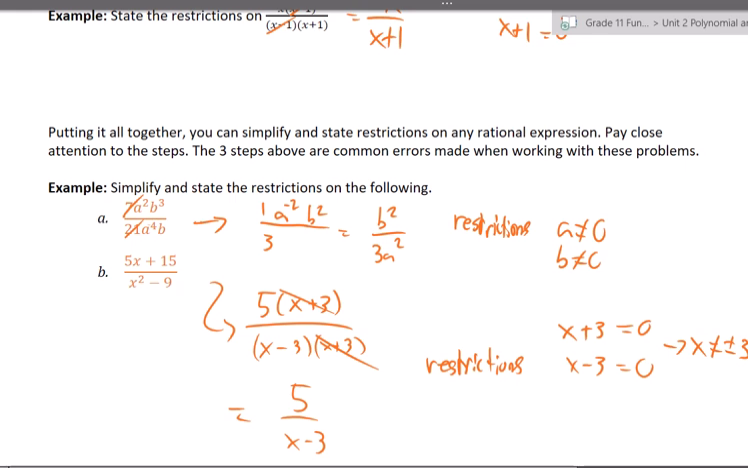So as you work with rational expressions, just pay close attention to these steps. Factor, simplify, making sure you're canceling factors only when every term on the numerator has that value, and that you are always stating restrictions for your denominator and anything that you've canceled out.